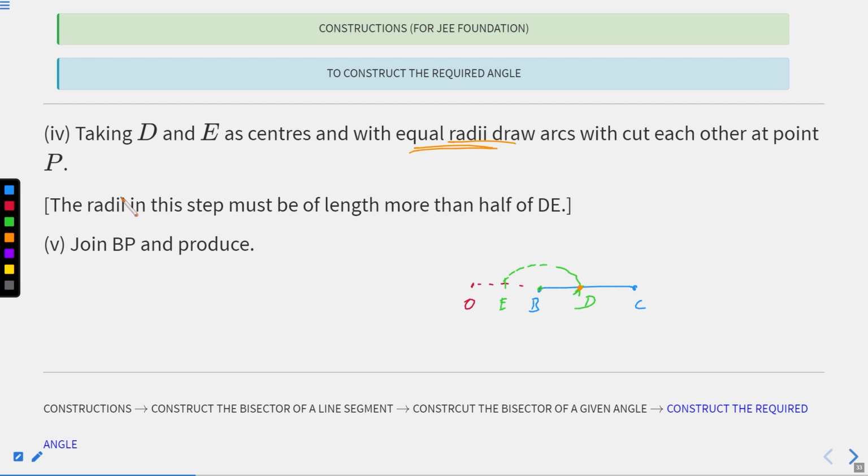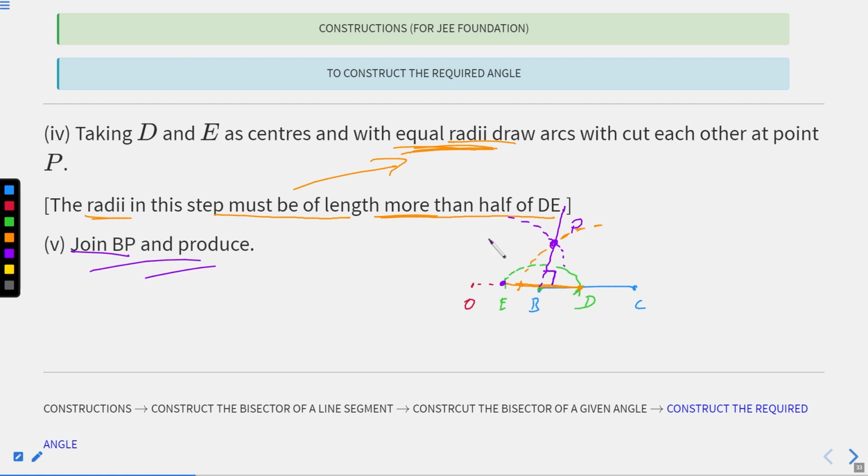And one more thing to keep in mind, that the radius we are taking here must be more than half of the length DE. So this DE length must be more, say like this, we will take this. So we mark like here. Now our center is at E with the same radius, marking like here. So this point P, now joining them, we will get our 90 degree angle.